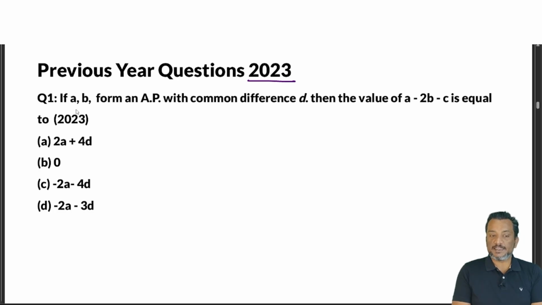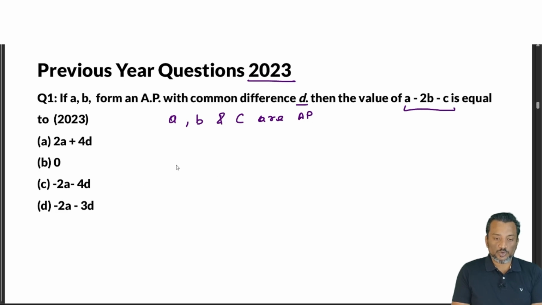It is saying, if a, b, c form an AP with common difference d, then the value of a minus 2b plus c is equal to what? It means that a, b and c form an AP, where the common difference is d. So find the value of this one. This is very simple. So we can say, hey, a, b and c are in AP.